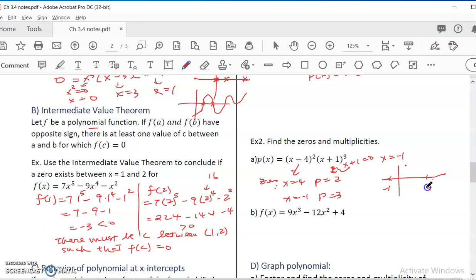So we know -1, and we know 4. At 4, the multiplicity is 2, so it bounces off. So it's either like this way or this way. We don't know which way, okay? And for -1, because the multiplicity is 3, it's either this way or that way, right? We don't know which way, but we know that it's one of these two for the function.